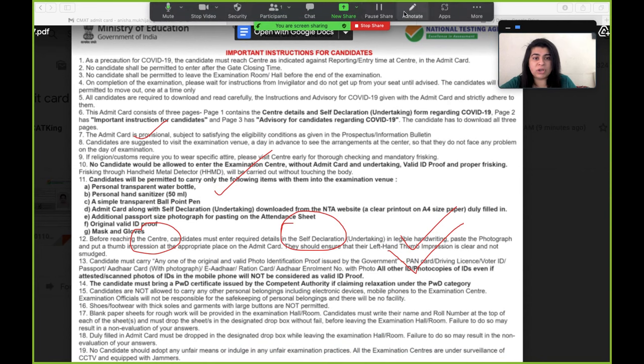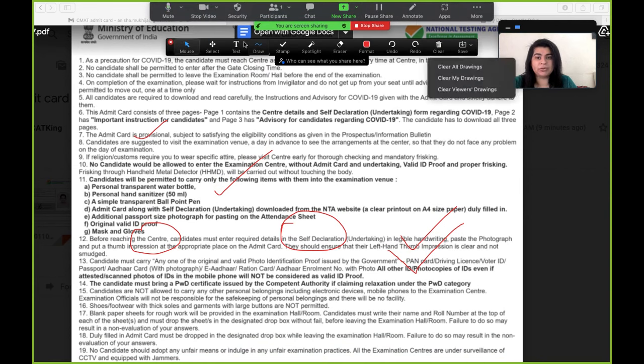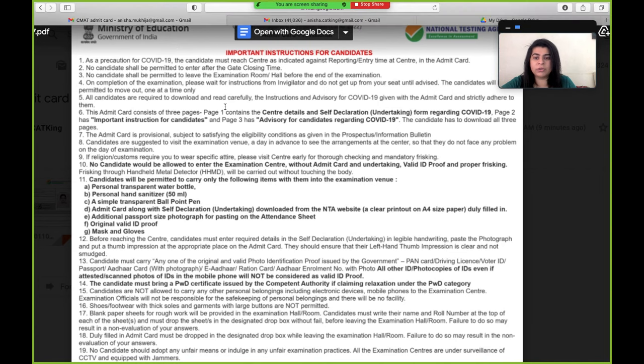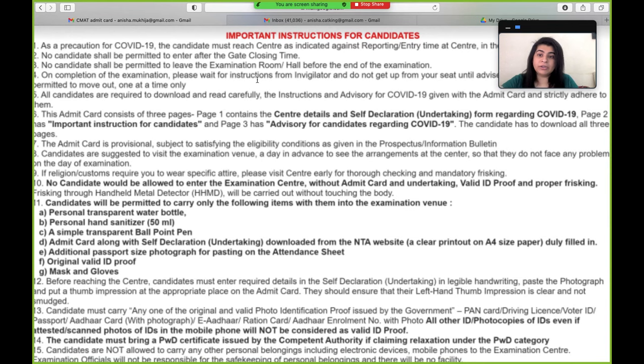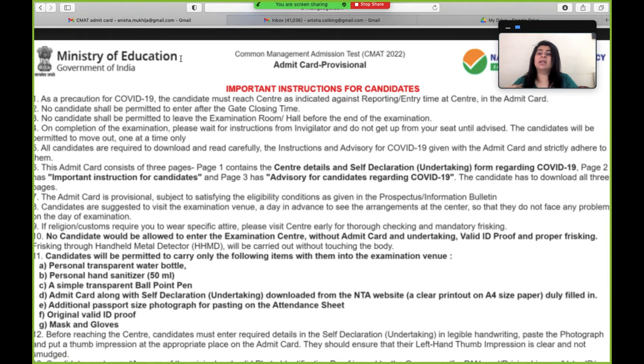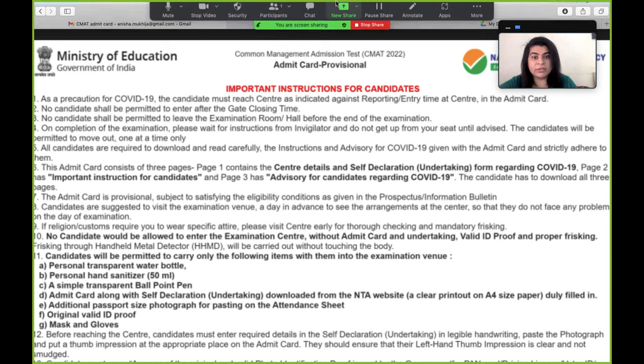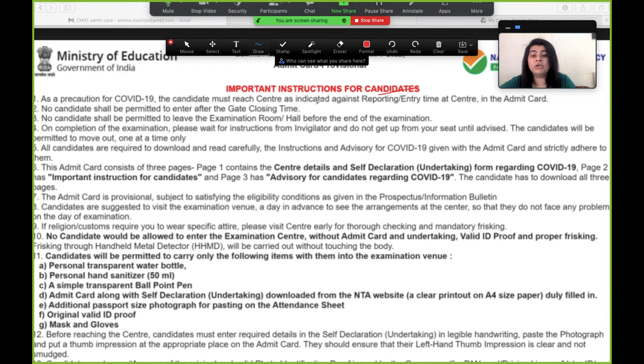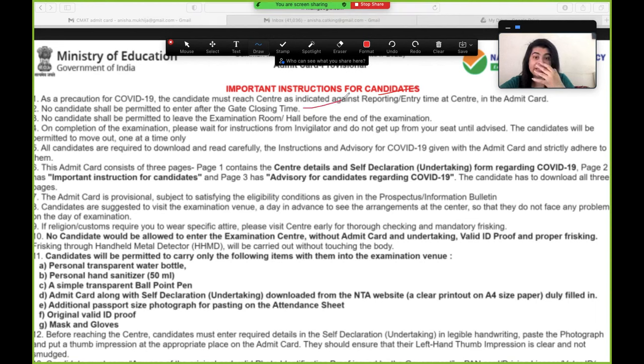Second page talks about all the important instructions which you need to keep in mind. Okay, so now let's have a quick look at all the important instructions for all the candidates. The first thing which is being told is you have to make sure you reach the center at the reporting entry time indicated. Don't be late. Nobody will be allowed after the gate closing time. No candidate shall be permitted to leave the examination hall before the end of time. So if your exam finishes early, you cannot just walk out. You have to wait till the end of it.